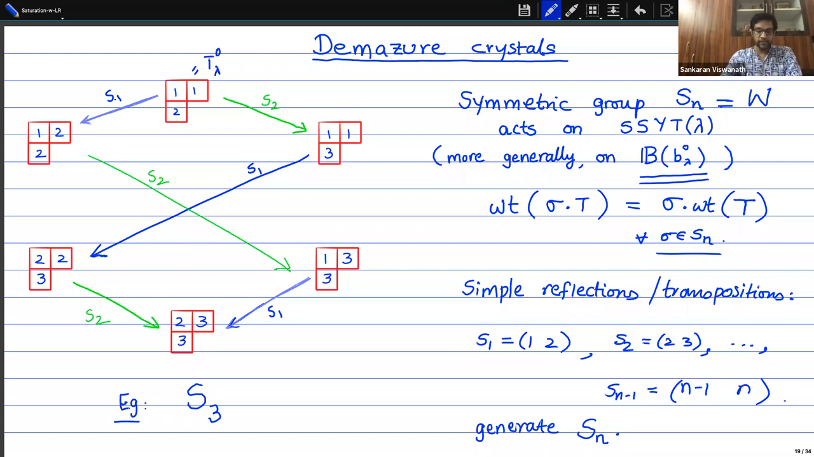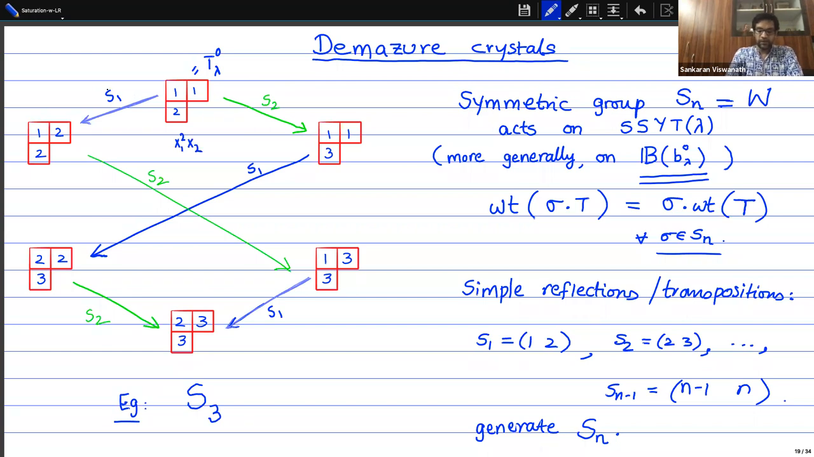And if you apply the simple reflection S1 to this tableau, then it maps it to the tableau 1, 2, 2. And similarly, each of these other guys. So again, the definition of the simple reflection on tableau, I'm not getting into, but at least one can check that at the level of weights, everything is as expected. For instance, this 1, 1, 2 has weight X1 square, X2.